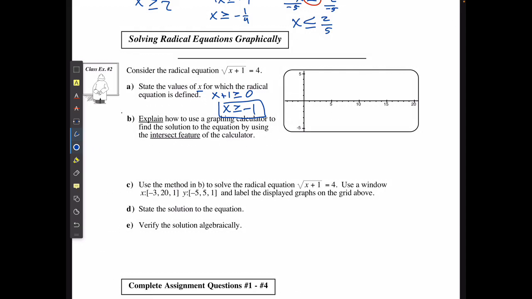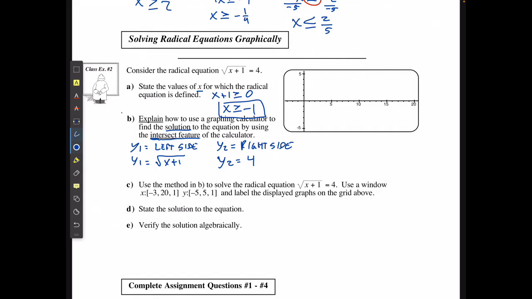Next, when I'm explaining how to use a graphing calculator to find the solution to the equation using the intersect feature, I'm going to say that the left side is going to be y1. So for y1, it's going to equal the square root of x plus 1. I'm going to say that y2 is going to be the right side of my equation, or y2 is going to equal 4.